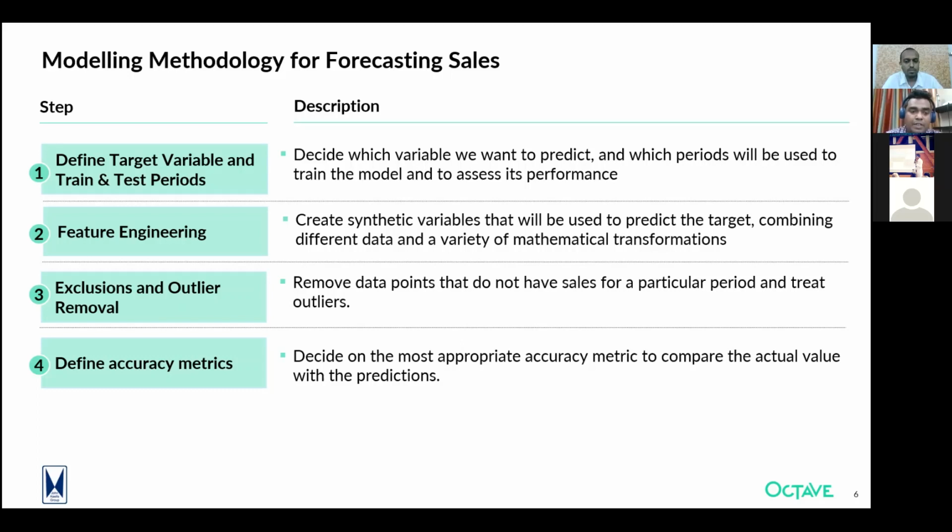Once you identify these outliers, you have to define the proper metrics. If you take the Kaggle competition, the metric is the mean absolute percentage error. Based on the business problem and the business need, you need to come up with the proper metrics. This is a 4 stages process we follow at Octave to build a sales forecasting model.